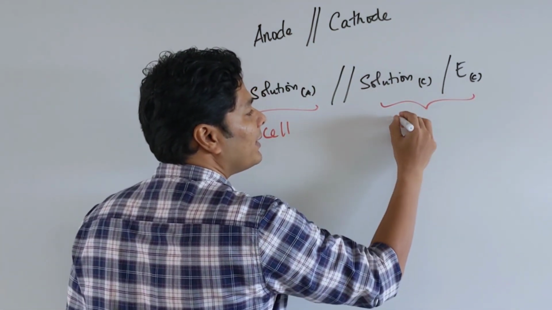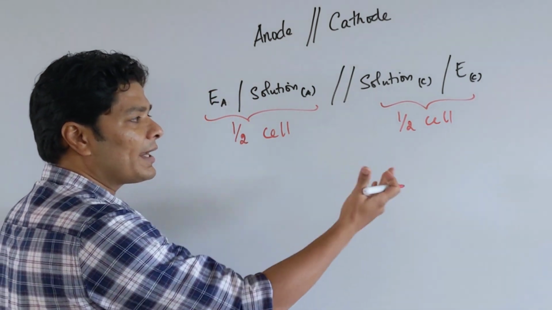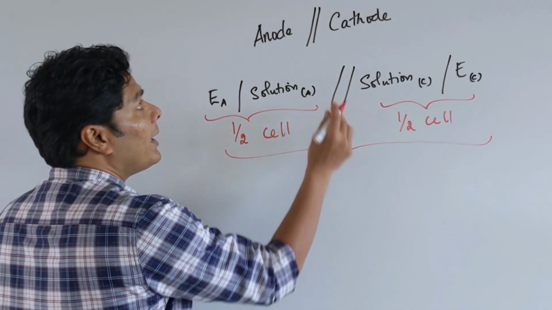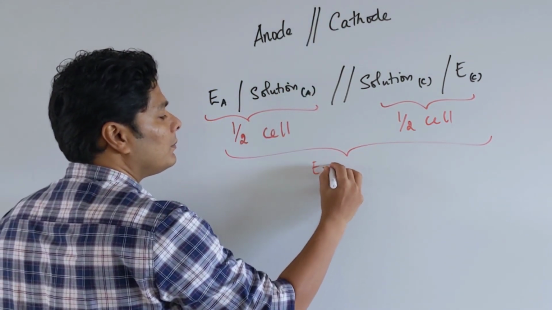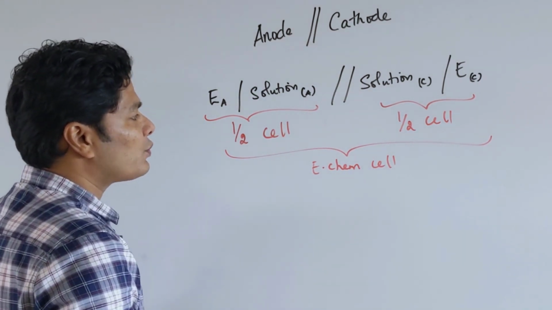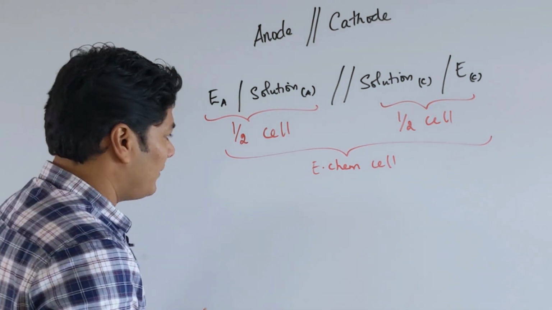The cathode side is another half cell. This is called a cathodic half cell or a reduction half cell. Together you get an electrochemical cell. So an electrochemical cell possesses two sides. One half cell is an oxidation half cell, one half cell is a reduction half cell.